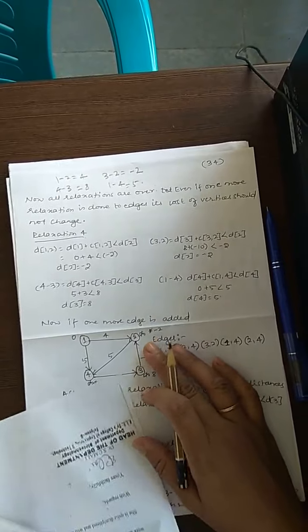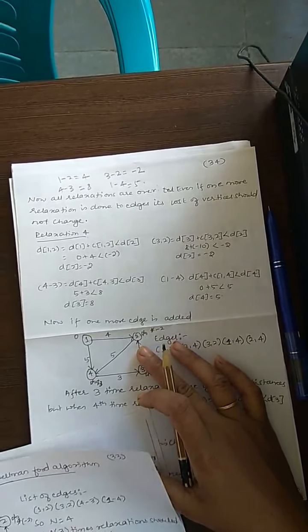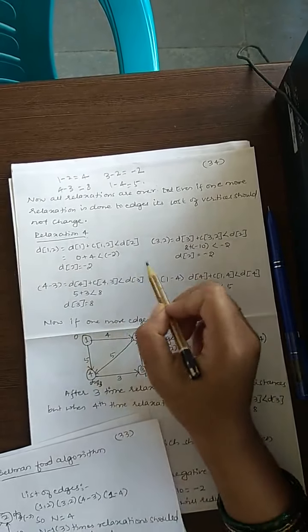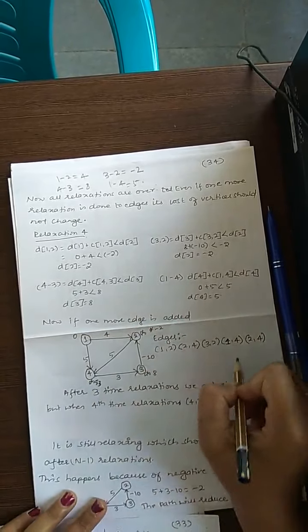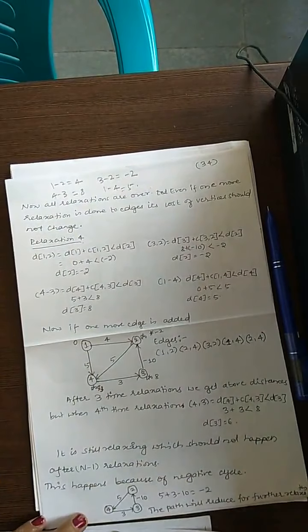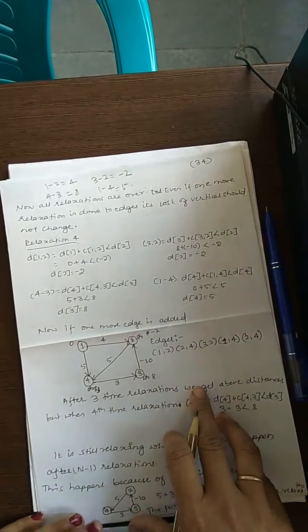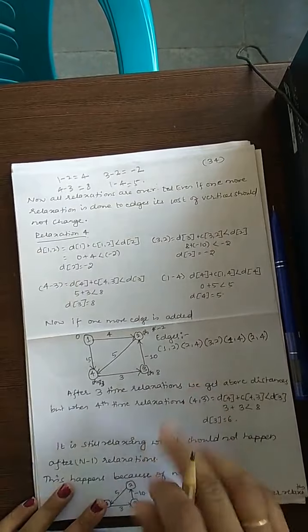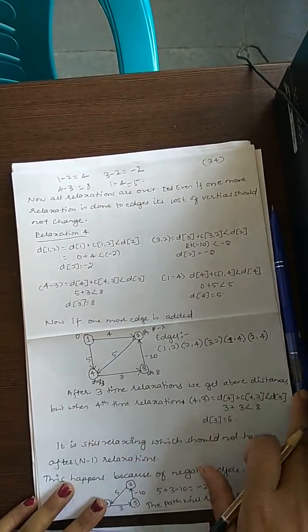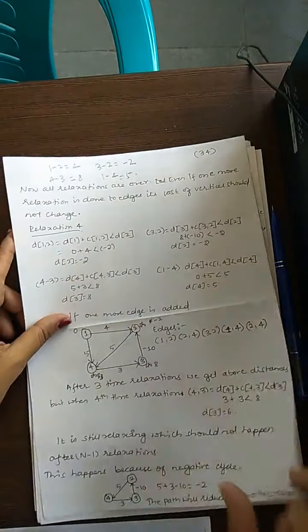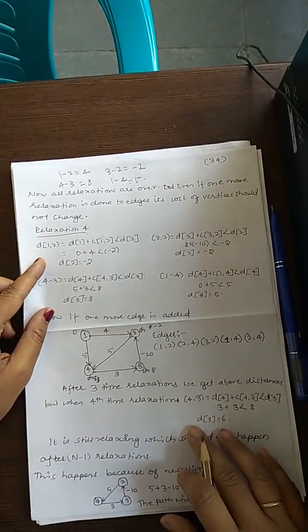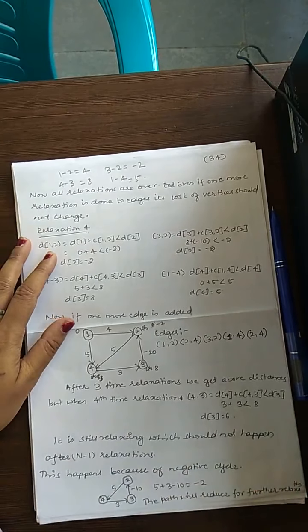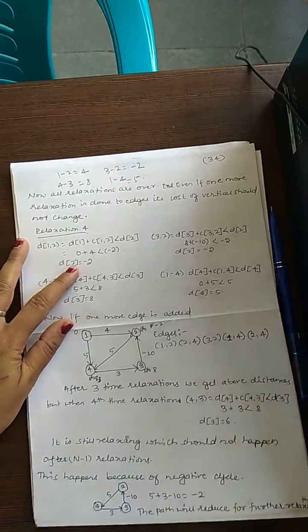At the 4th time also, if we go on relaxing, what will happen? If we add that edge here and relax, it goes on reducing again even after the 4th relaxation. But that should not happen, is it not? After the 4th relaxation, it should not go on reducing. If it does like this, then we are not getting the correct results. Then how can we find out?